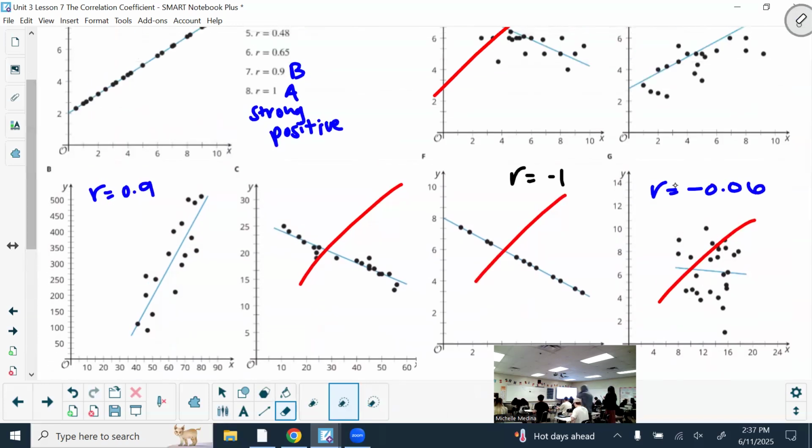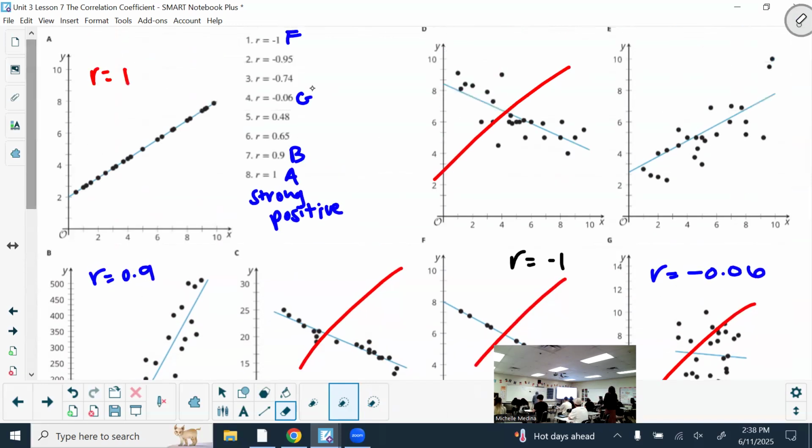All right, so it's negative slightly, a little bit that it's going down. But still pretty close to 0, close to a no correlation. Kylie, you want to try again?